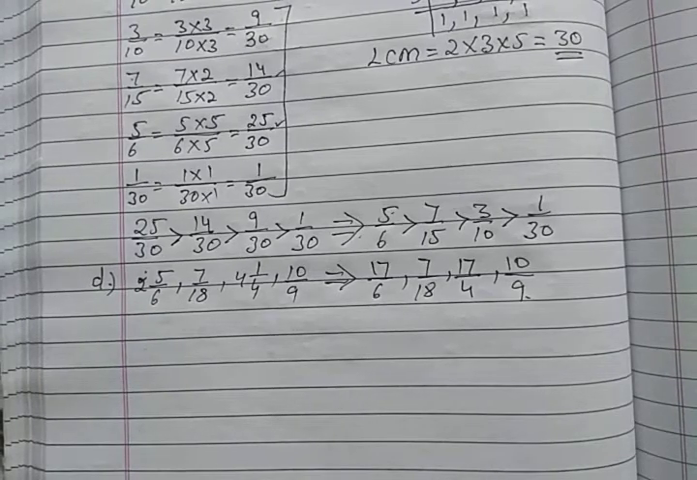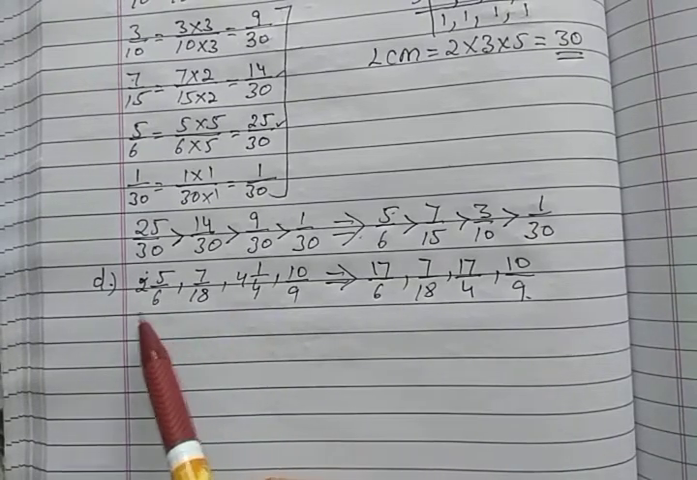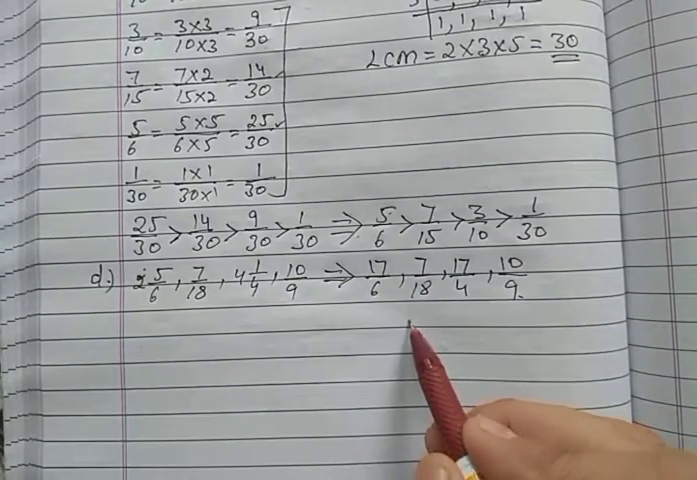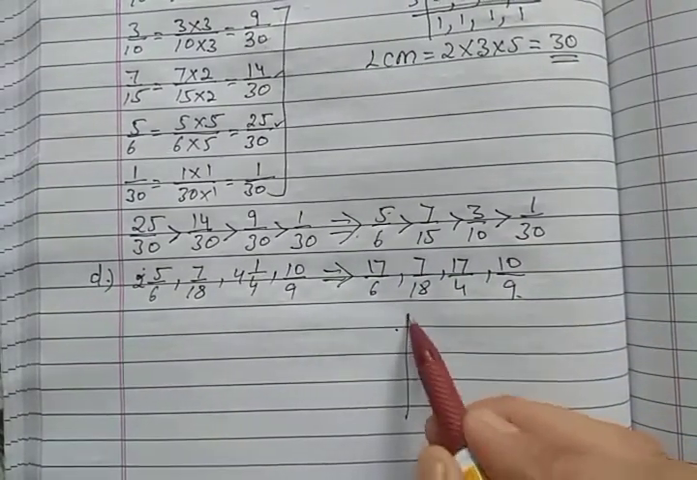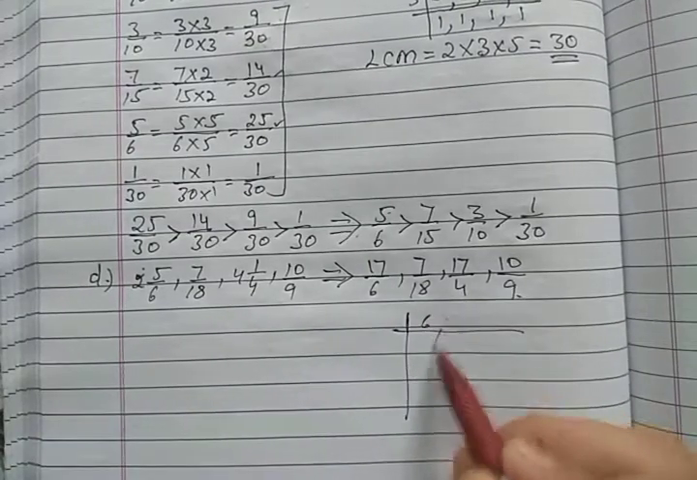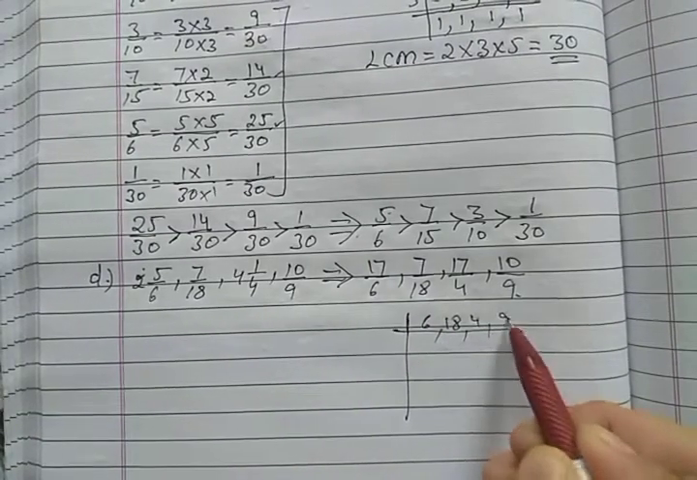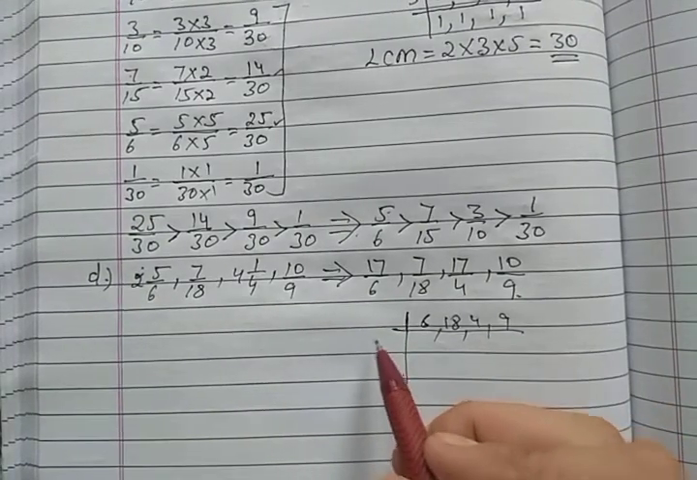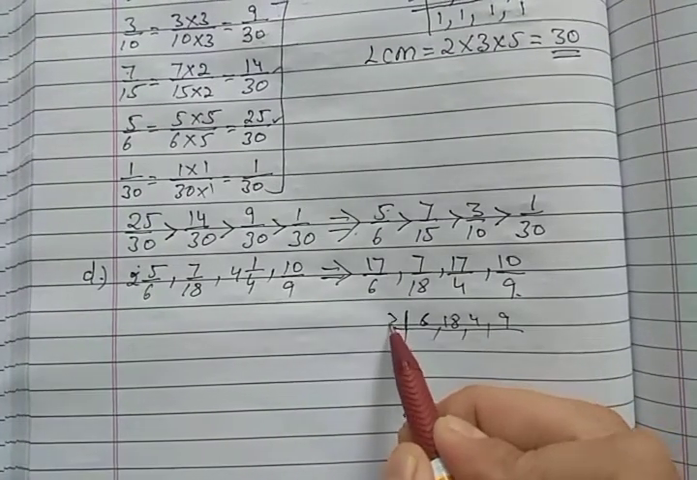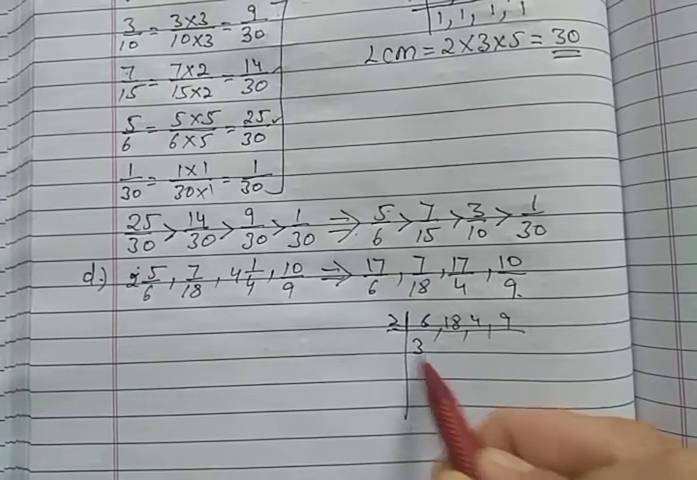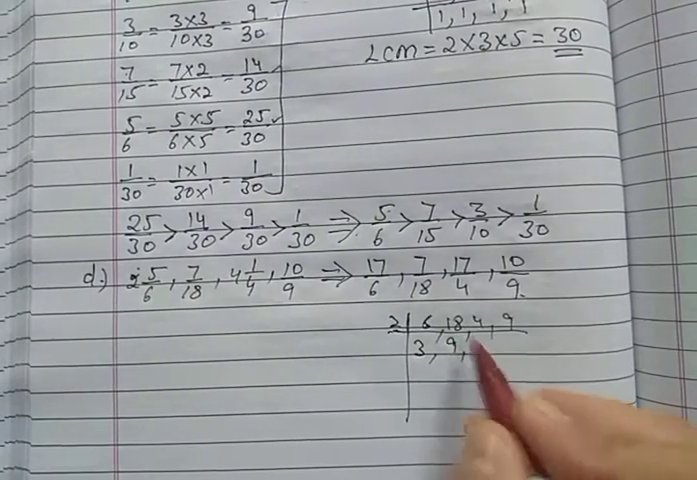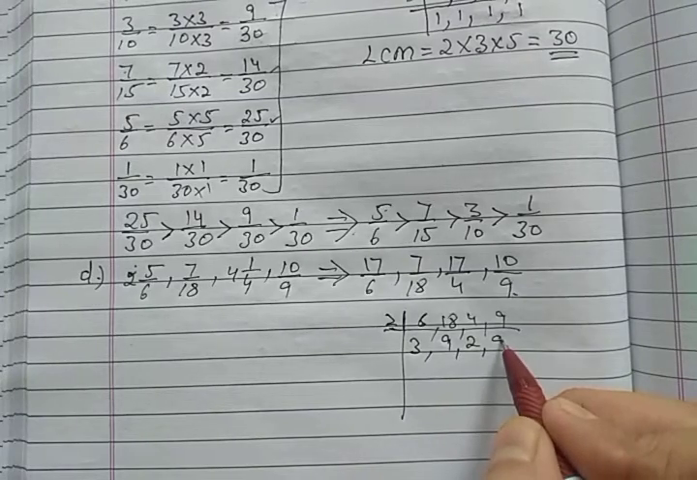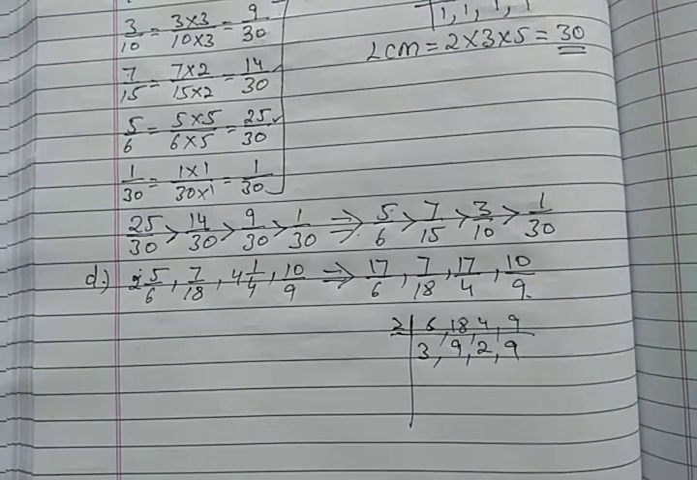Now what we have to do, we have to take the LCM of the denominators. So the LCM of denominators 6, 18, 4 and 9. So first of all, as we have even numbers, we will divide by 2. 2 threes are 6, 2 nines are 18, 2 twos are 4, and 9 does not come in the table of 2, so we will write 9 as it is.